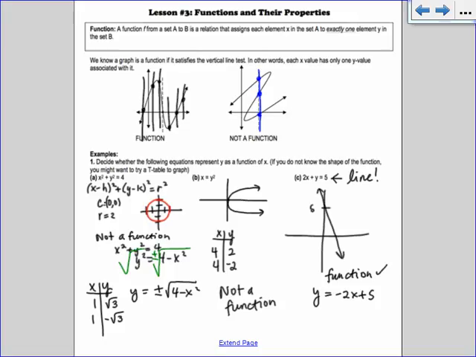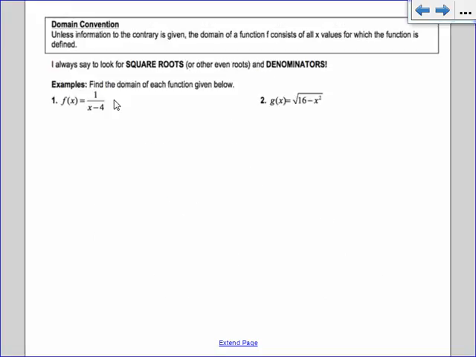All right, so that's kind of the easy stuff, just figuring out whether something's a function or not. So now we're going to talk about functions and their properties, right? One thing that we always talk about with functions is domain. The domain convention says, unless information to the contrary is given, the domain of the function consists of all x values where the function is defined. So it's going to be everywhere that something's defined.